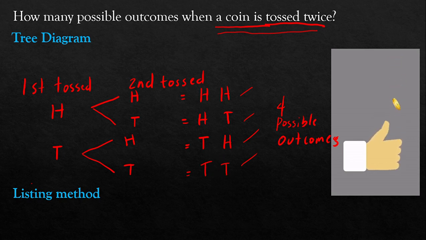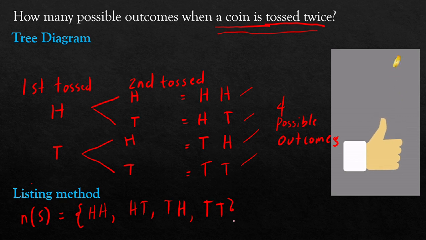Now, how about the listing method? We need to list down all the possible outcomes. So this is the listing method. N of S is equal to, put a brace. The first event is if you get both heads. That is also possible. Heads tails, tails heads, and both tails. So those are the possible outcomes. How many? We have 4 possible outcomes if you toss a coin twice.